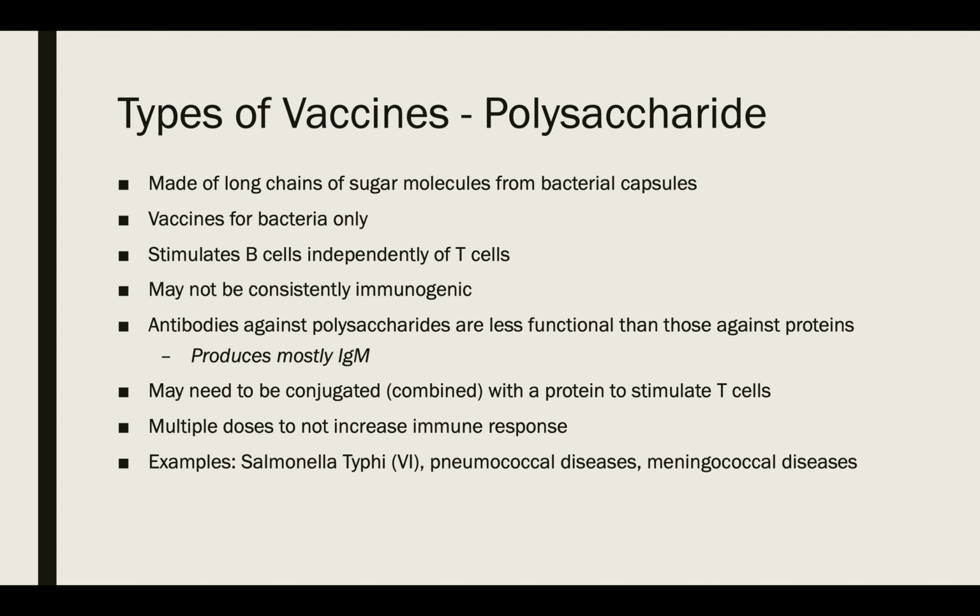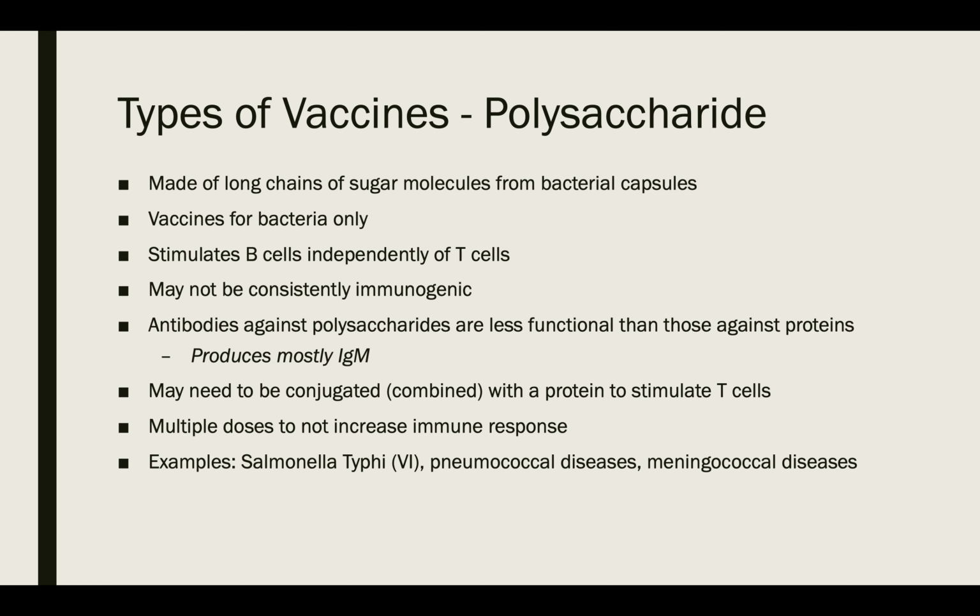So these polysaccharides may need to be conjugated or combined with a protein to stimulate that T cell response. So you can get a T cell response. You have to conjugate them with a protein, but they're still kind of going to be a weaker vaccine. And a curious thing about these is multiple doses does not increase the immune response. So if you have 5 doses versus 1, you're going to have the same immune response.